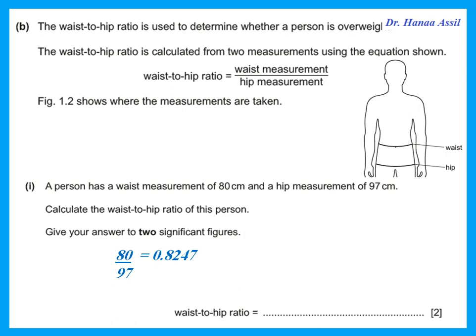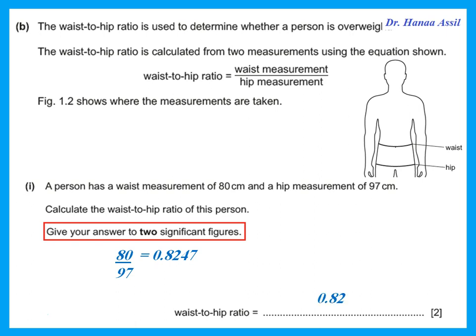Please do not forget to do what he asks. He says give your answer to two significant figures, and that means this number cannot be left like this. It has to be 0.82. You should be able to know how to determine the number of significant figures. The 0 before the decimal is not counted, so this is two significant figures.